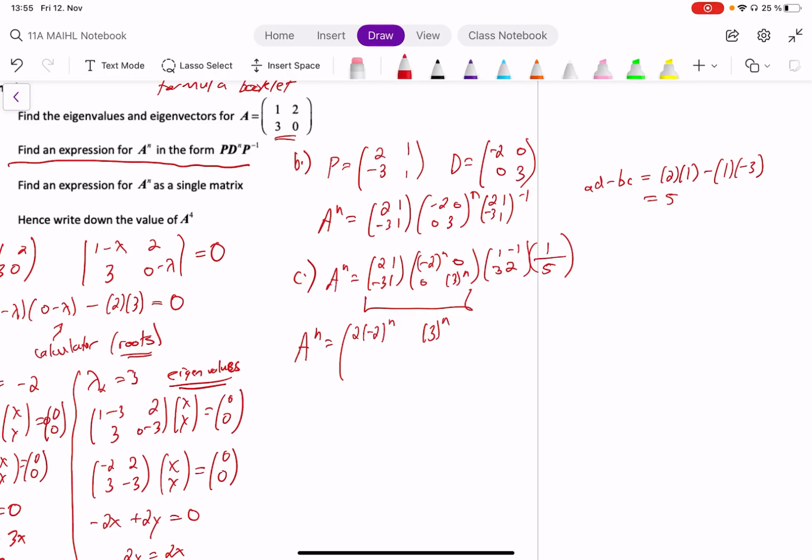So now I have to do row 2 times column 1, which would be negative 3 times negative 2 to the n, plus 1 times 0, which I don't have to write. And then it would be row 2 times column 2, so negative 3 times 0, which is 0, and 1 times 3 to the n. Right, so that's multiplying the first 2 matrices together.